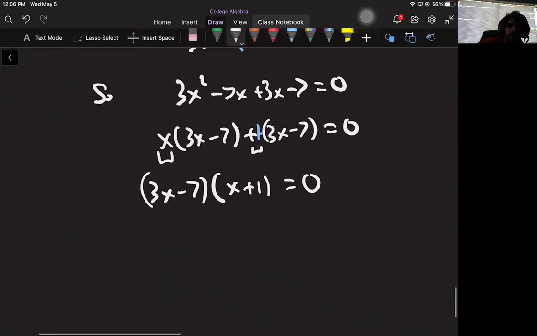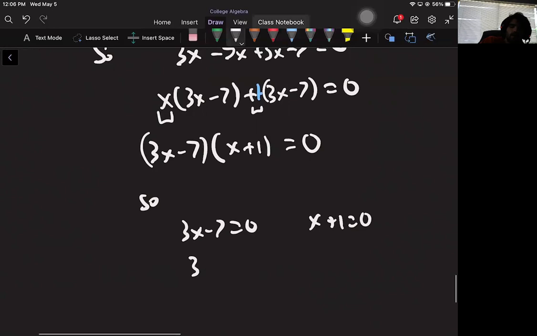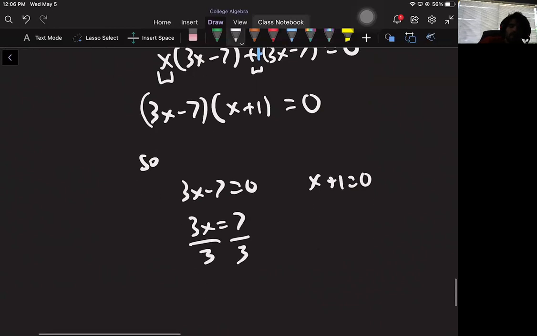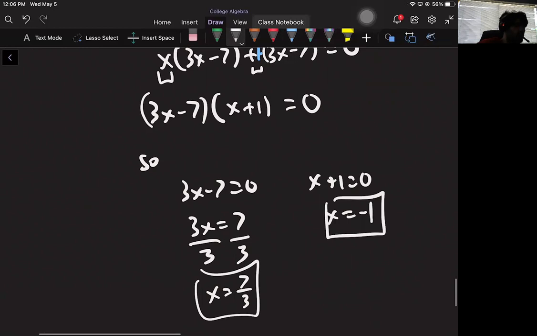And now I'm back into the zero product situation. So 3x minus 7 equals 0. X plus 1 equals 0 gives me my two solutions. 3x equals 7 by adding 7 to both sides. Dividing by 3 to both sides gets me the answer I'm looking for. And over here, you just got to subtract 1. Okay, so sorry about that initial typo, no problem.